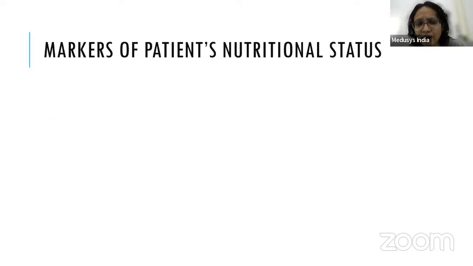So if we have a person with starvation, what are the markers of the patient's nutritional status? We can have an idea through the history of the patient, like what is the diet of the patient, and how active the patient is. Then we can have an idea through the clinical examination.